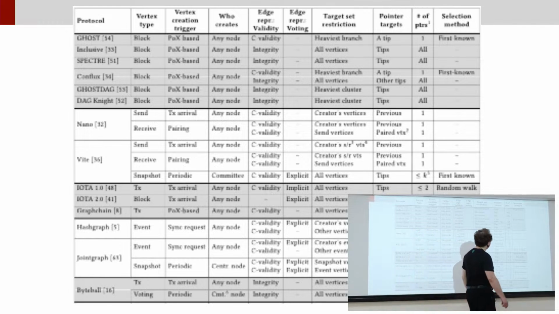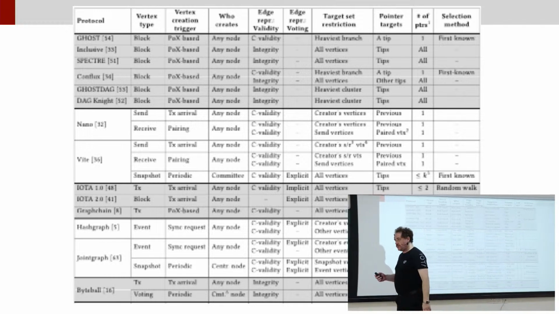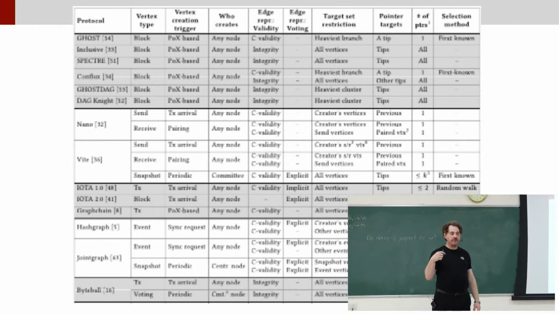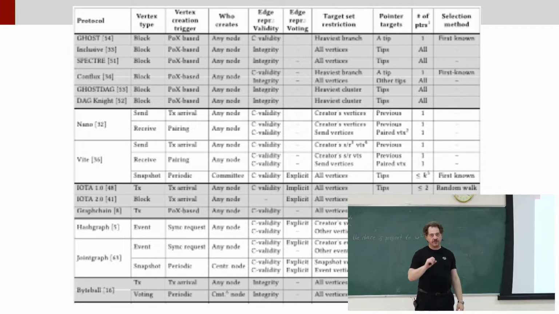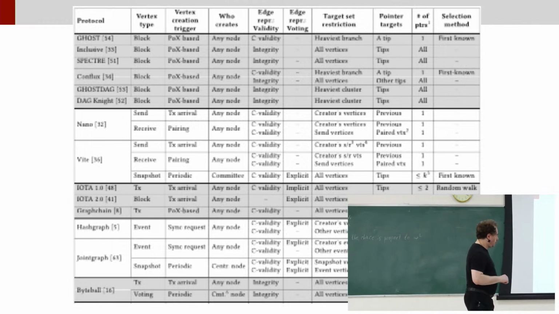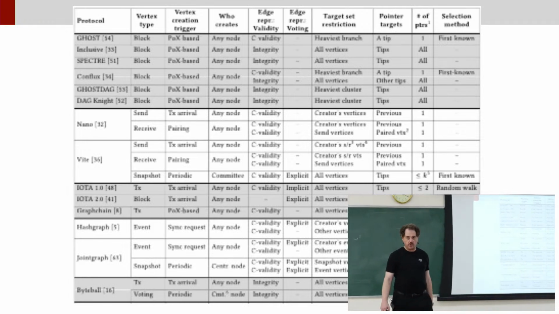For most DAG-based systems, the selection method for the edges is random, or rather first known. First known means that, for example, I learn about some vertices first. I learn about three vertices, A, B, and C. If I learned about vertices A and B before C, then I would pick edges to A and B if they are all equivalent. And I would not create an edge to C. That's first known. So IOTA is special because it does the random walk. It's the only system which does random walks.